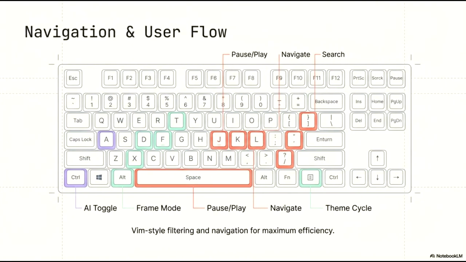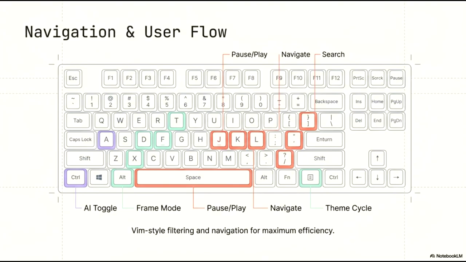Our navigation system utilizes Vim-style filtering and key mappings to ensure maximum efficiency and a seamless user flow. At the core of this layout is the AI toggle, activated by the Ctrl and A keys. For managing workspace views, the teal highlighted keys, including S, D, F, G, and Alt, initiate frame mode. Navigation is primarily handled through the H, J, K, and L cluster, providing intuitive directional control without the need for a mouse. Playback is conveniently mapped to the spacebar and the 8 key for instant pausing and playing.